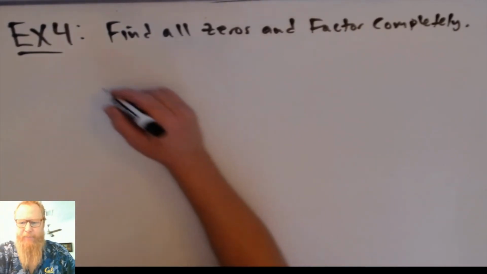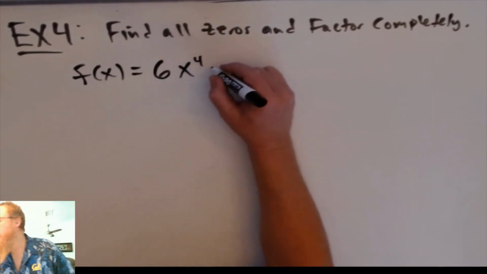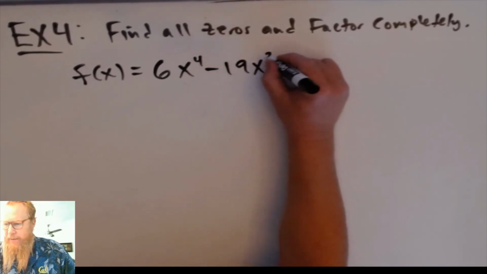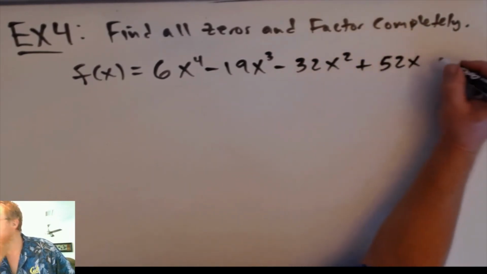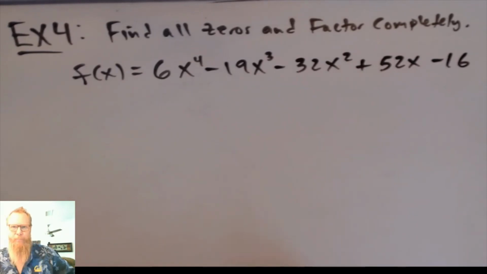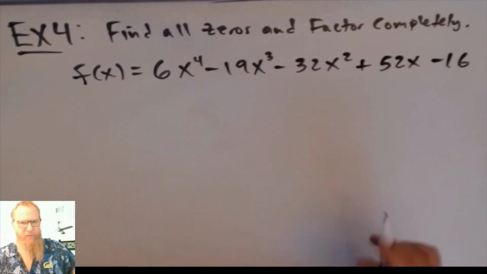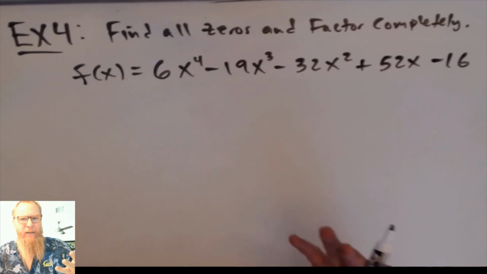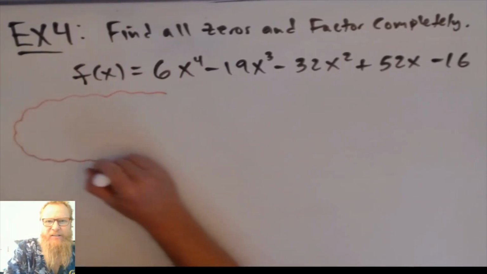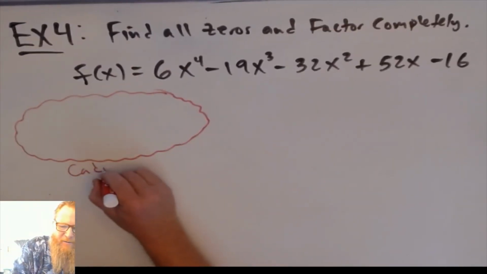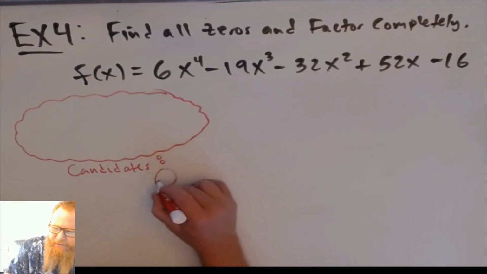Okay, example 4. So basically the same question. We'll kick it up a little bit. We'll have a 4th degree polynomial: 6x to the 4th minus 19x cubed minus 32x squared plus 52x minus 16. Okay, and you have a choice. You can just jump right in, start factoring it, or start dividing and see what you get. I recommend at least making a loose list of candidates, mentally, so that you have some idea of what the possibilities are. If something is not a candidate, then don't bother with it, right?